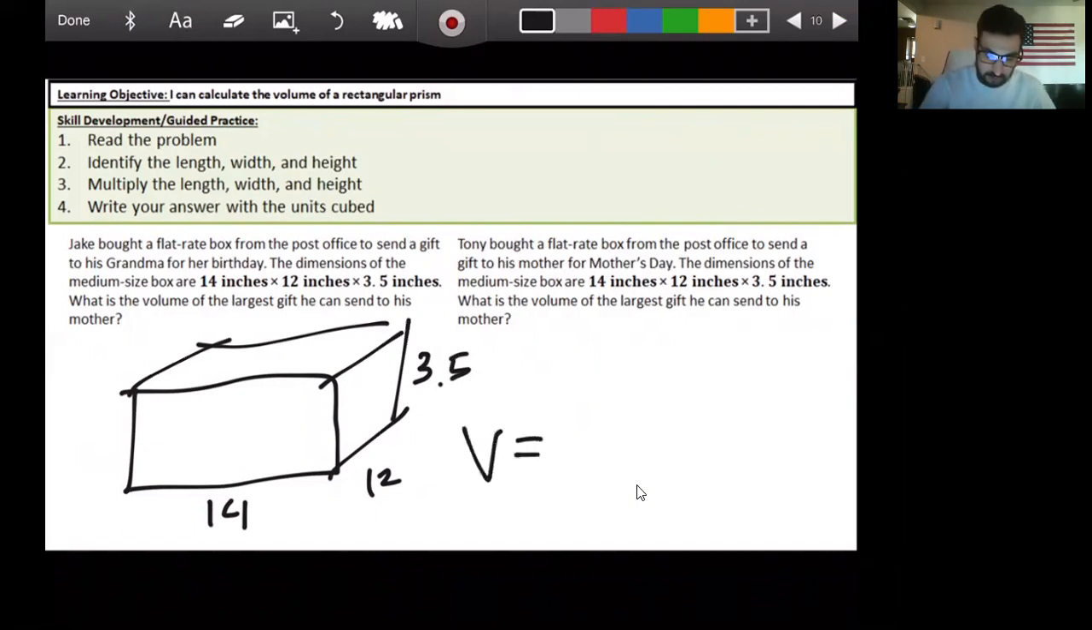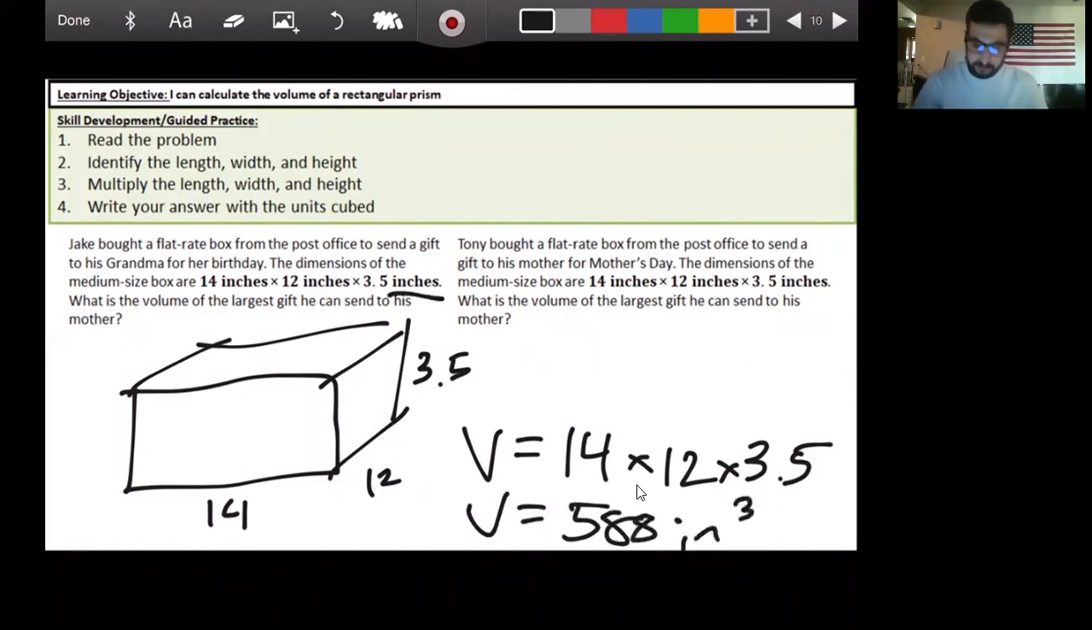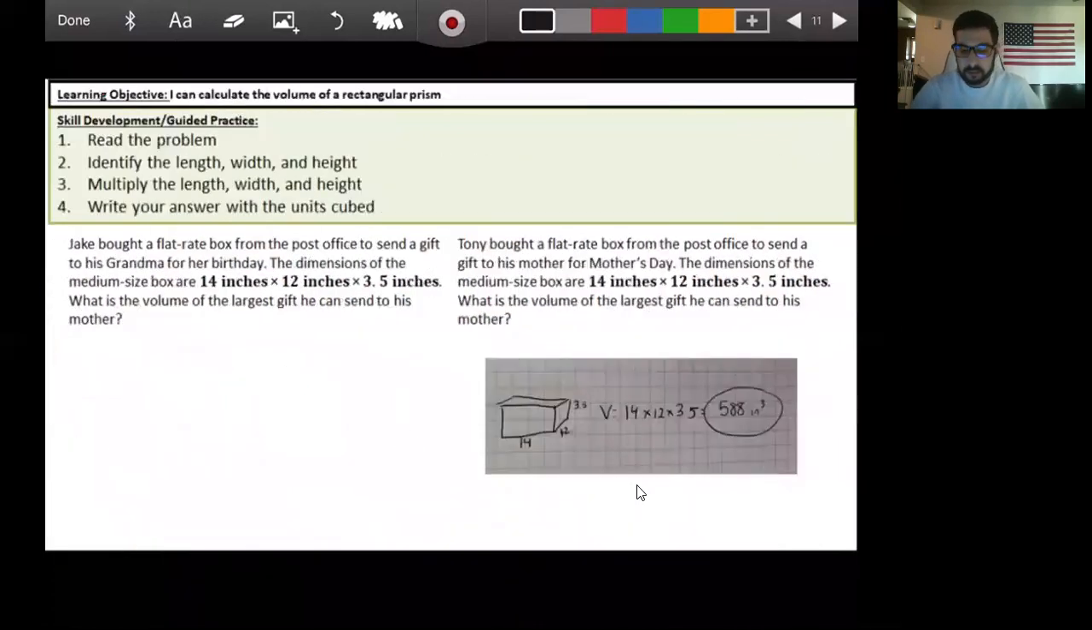I'm going to take the volume is equal to 14 times 12 times 3.5. 14 times 12 times 3.5 is equal to 588. So volume is equal to 588 inches cubed. Go ahead and pause your video, work on the one on the right. And you would have also got 588 because our dimensions were the exact same here.